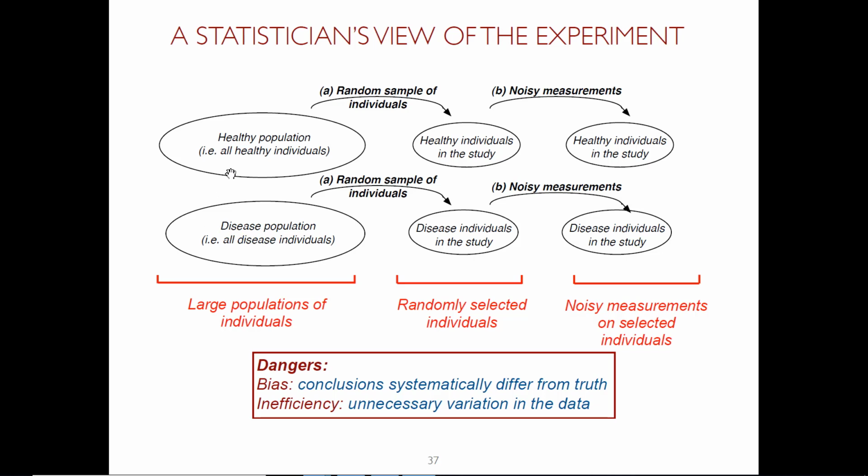Since the populations are, for all practical purposes, infinite, we cannot investigate every single person in them. What do we do? We include in our study a random sample from the healthy subjects and from the diseased subjects. This is our first layer of variation, because if we want to repeat the study, we'll have some other people, and if we have other people, we have other protein abundances. So the fact that we select random subjects in the study induces the first layer of variation.